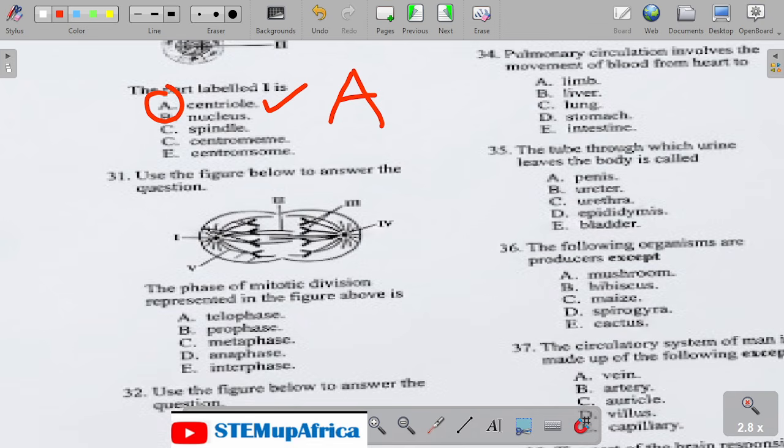31. Use the figure below to answer the questions. The phase of the meiotic division represented in the figure above is called what? We also have a question like this in the theory. Like I said, the link for the theory will be posted in the comment section. This part is called the anaphase, which is option D. The anaphase, option D.